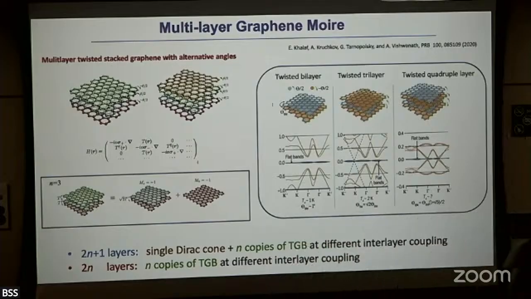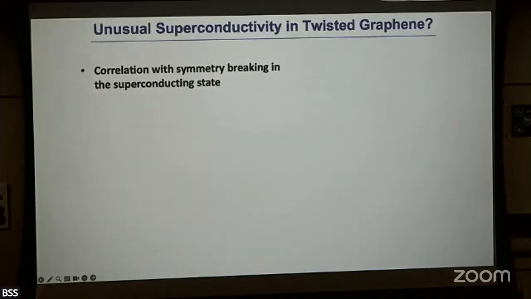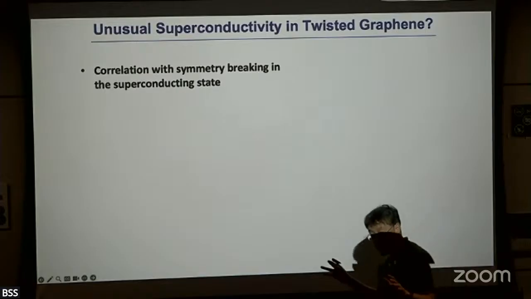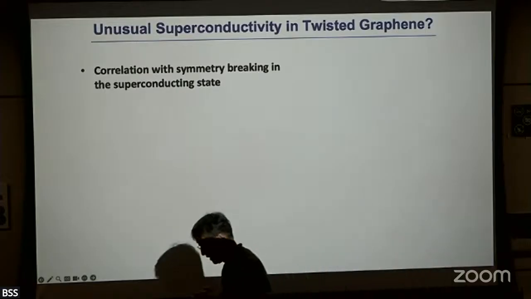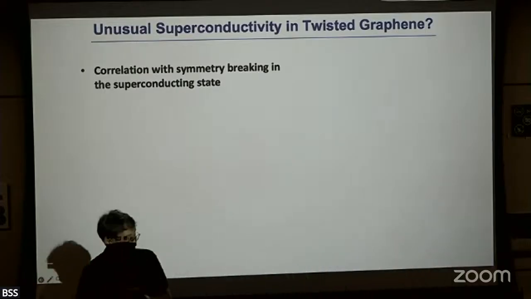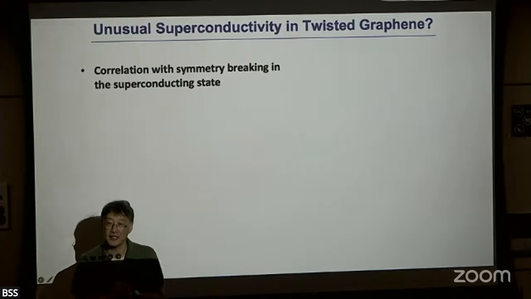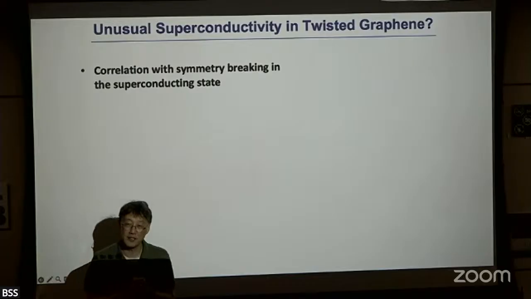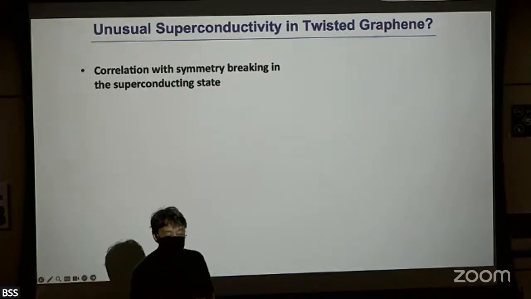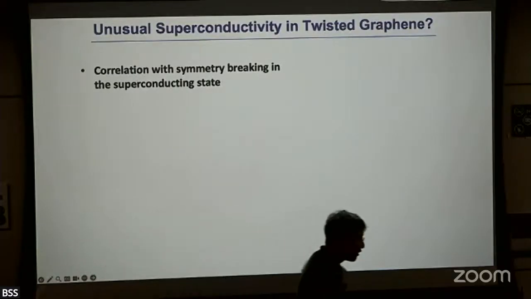Right. So I will skip a few things here, but then just discuss. Now, since I just introduced the multigraph layers, I'm going to discuss a 3-layer system for now. But nevertheless, the claim that I'm going to make here is that the superconductivity we are seeing here might be unusual, unconventional.